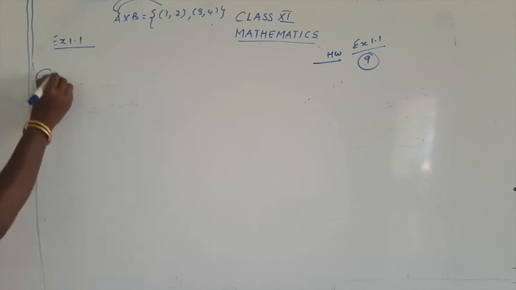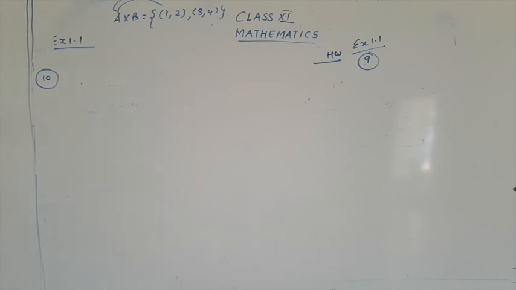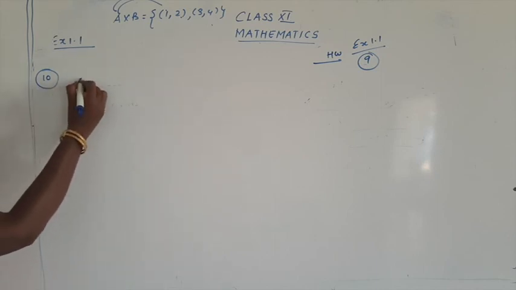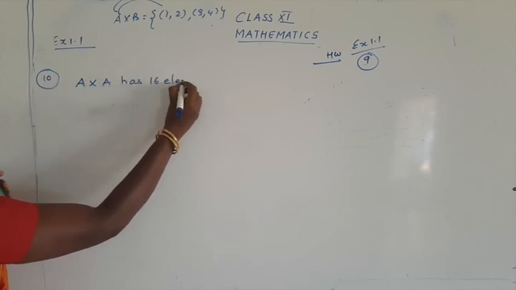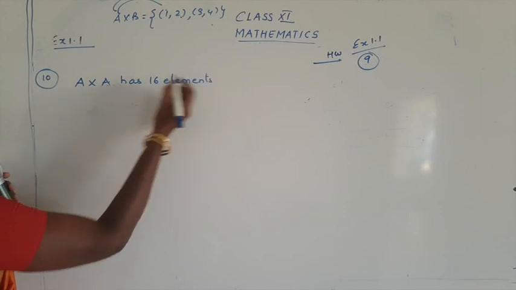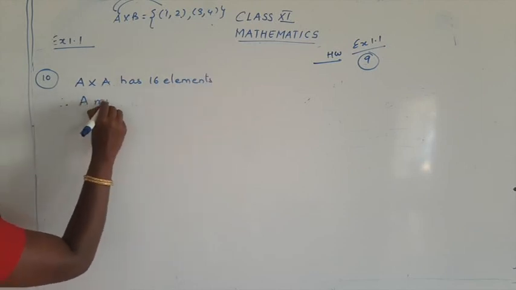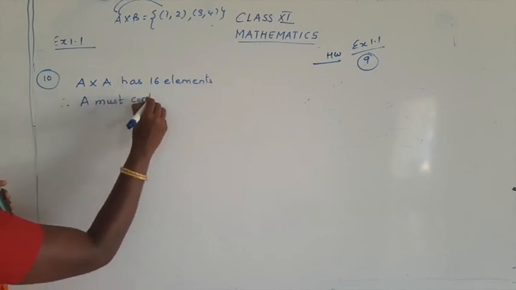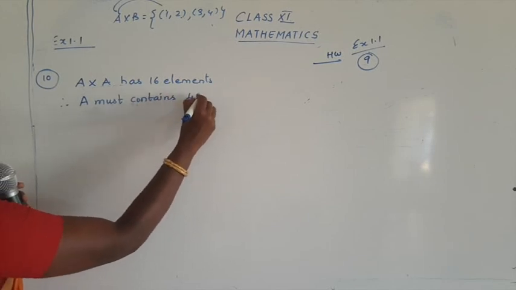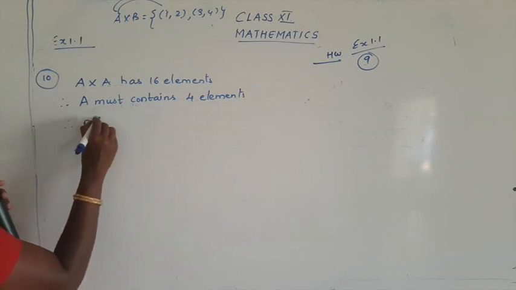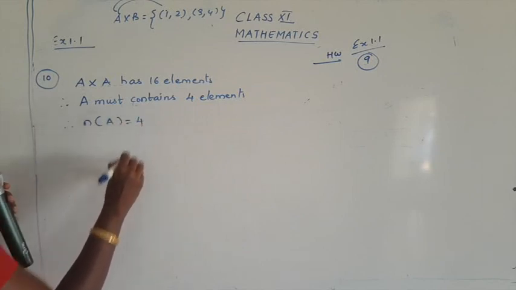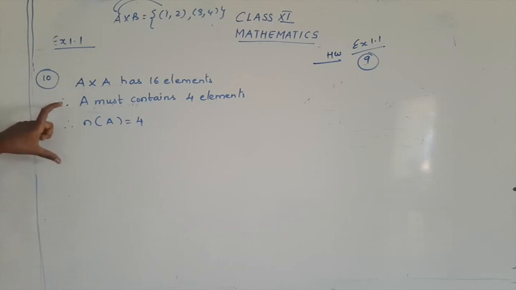Sum number 10. So what's given to you? A cross A has 16 elements. Let's write down the statement: A cross A has 16 elements. Therefore, A must contain how many elements? 4 elements. So what is the number of elements in A? n(A) is equal to 4. That is, from the first part, I have got these 3 steps.